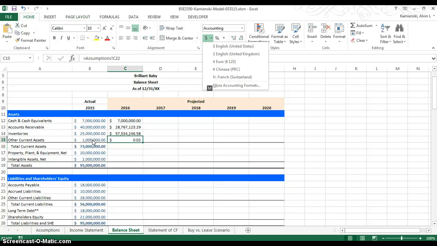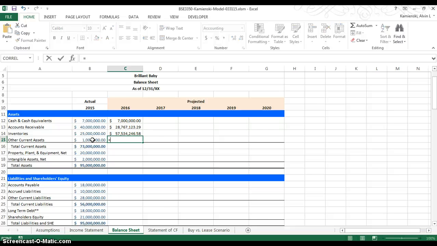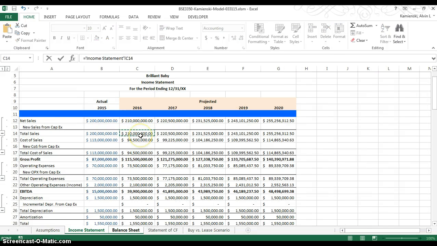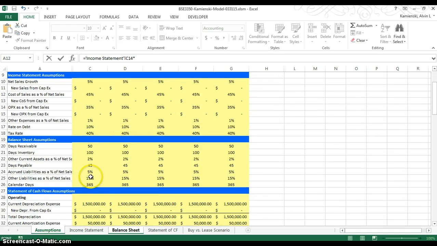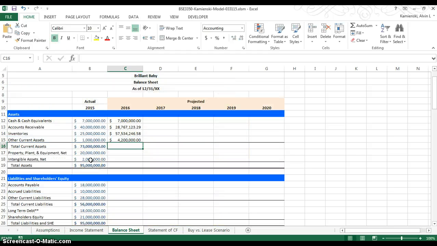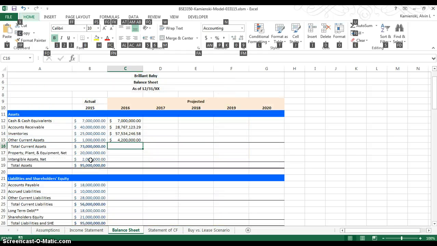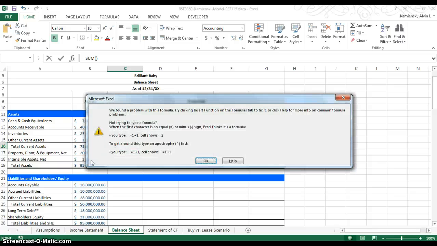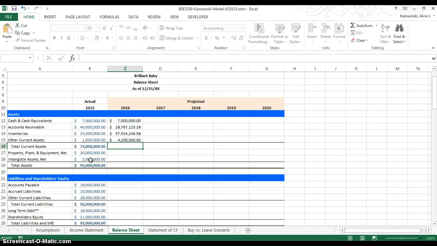And we somehow ended up with a goofy number. Let's try that again. Equals the 210 multiplied by then the other current assets as a percent of sales. All right, there we go. Total current assets will just be the sum of those that are up above. Why does it not love me? Equals sum these. Okay, there we have it.